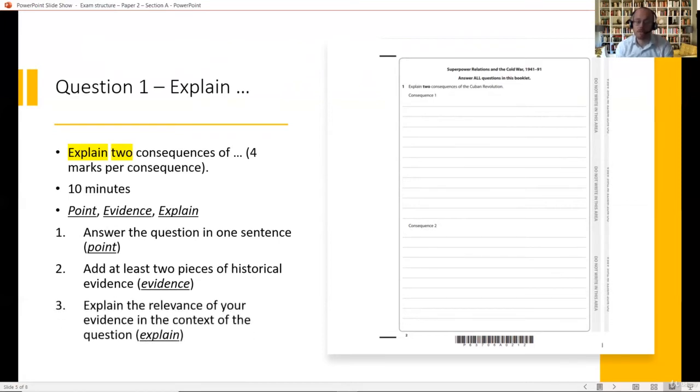And then explain the relevance of your evidence in the context of the question. So if you look at the Cuban Revolution, you might talk a little bit about how the consequence of the Cuban Revolution was it led to Castro coming to power. Castro was a communist. He wanted to remove American influence. This was important as it led to worsening relations between Cuba and America because we can see the Americans no longer buying Cuban sugar. So you need to explain how the Cuban Revolution led to Castro coming to power. Okay, and then you need to do that twice for 2 consequences.